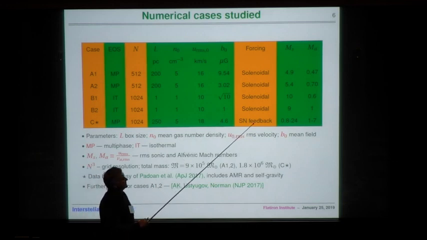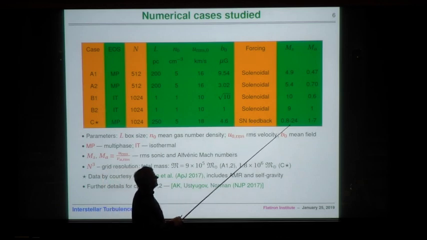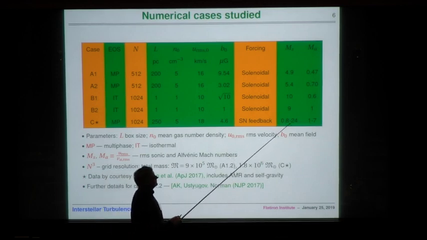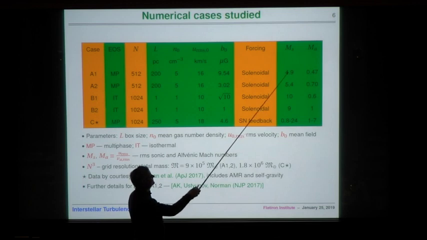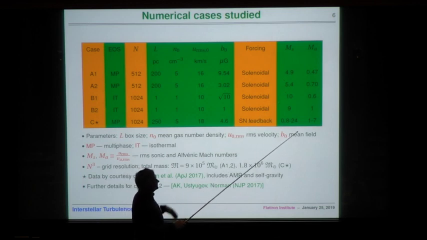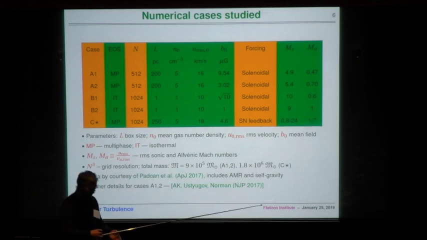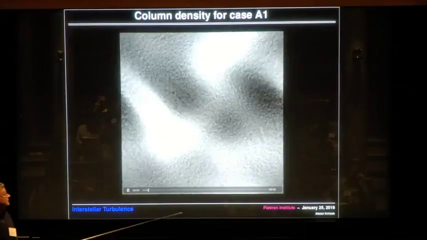And then this is forced by supernova feedback. But the Mach numbers that we get are oscillating due to supernova activity. And so the range of sonic Mach numbers is roughly the same as here globally. And the Alfvénic Mach numbers are substantially higher, okay? So now let's see what we get.